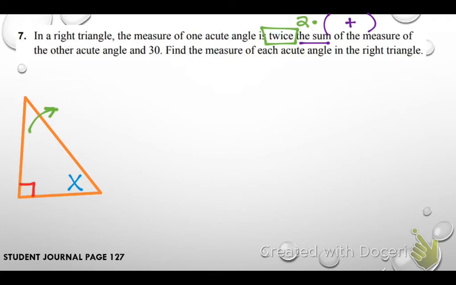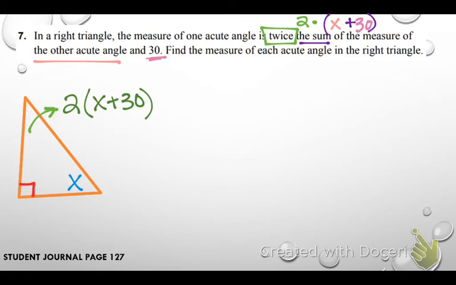Let's look. The measure of the other acute angle. Well, what did we call the other acute angle? X and 30. So plus 30. So I've seen a lot of people get this part correct and they don't get their math right after this. So 2 times x plus 30.